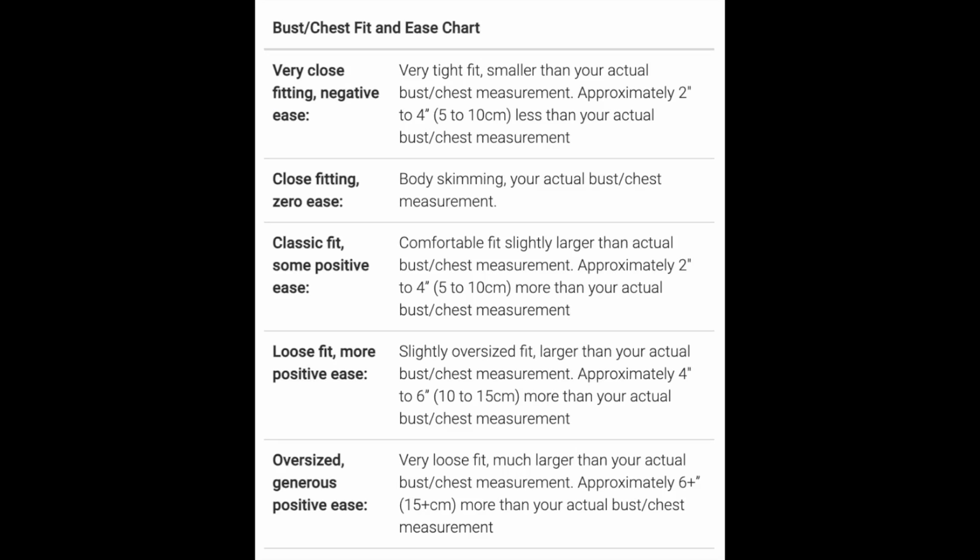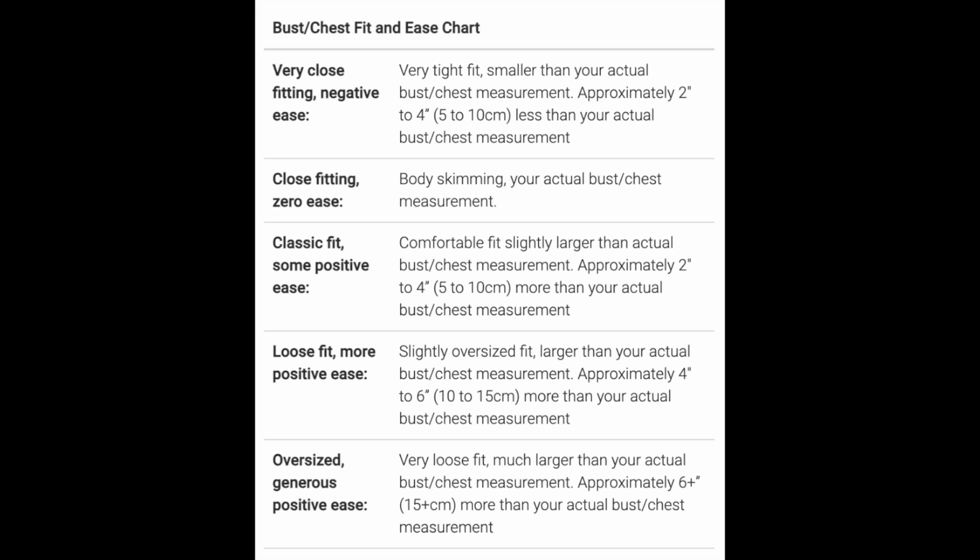Now, when it comes to the amount of ease in a garment, the place to start is the Craft Yarn Council and their chart that tells you what kind of fit you get with the amount of ease. I'm going to put it on the screen right now. As you look at this chart and you're looking at your measurements, you want to measure around the fullest part of your bust or your chest. And that is generally what you're measuring when you look at sweater patterns. So we have very close fitting or negative ease, where the circumference of the garment is smaller. It's 2 to 4 inches less than your actual bust or chest measurement.